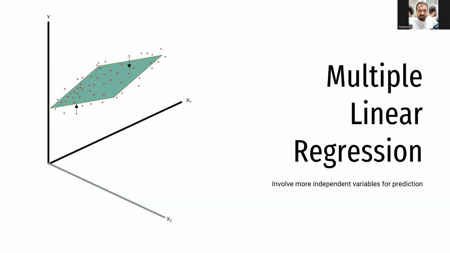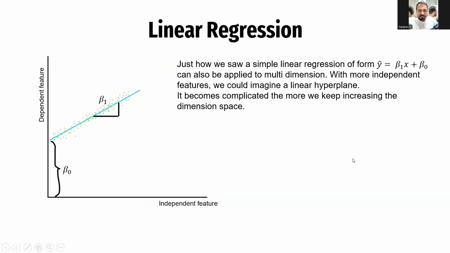Say, for example, instead of having just X, what is the way to deal with it when we have more than one independent feature? Let us say that I have X1, X2, and X3, and then we have our target column Y. So this is what the data frame looks like. Previously we were talking about just a line. In this case, we would be talking about a hyperplane.